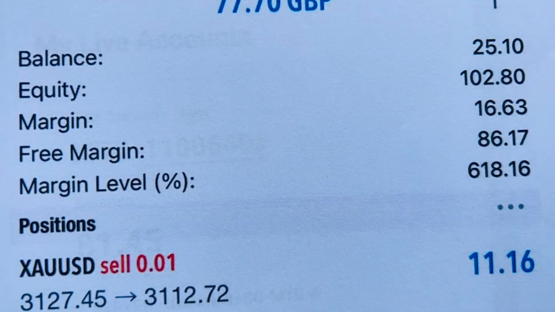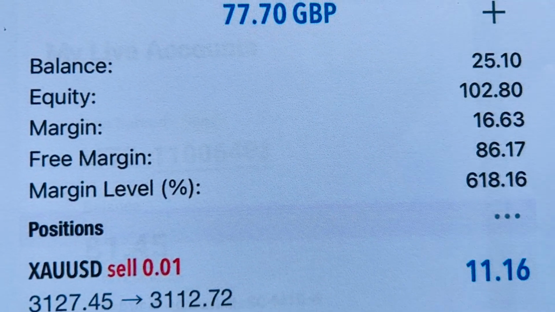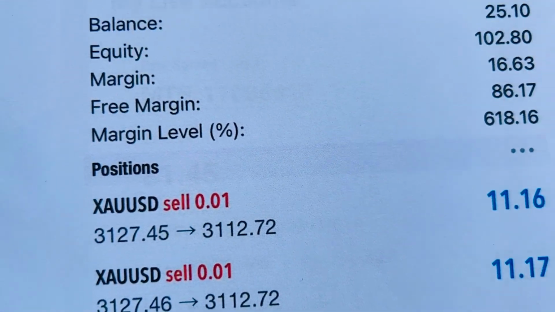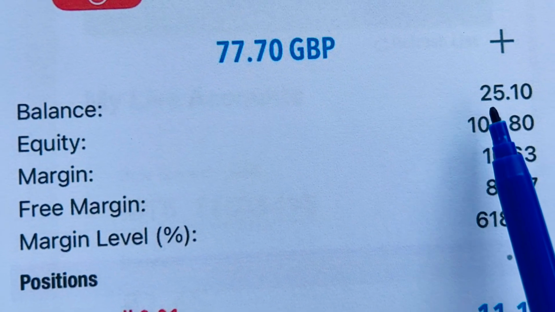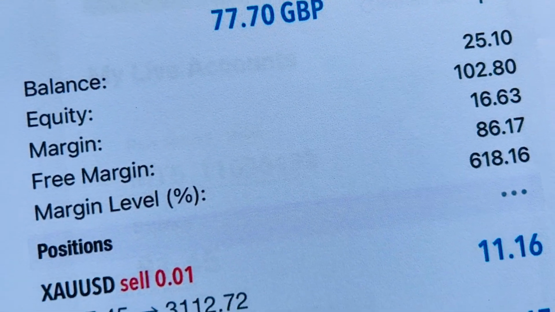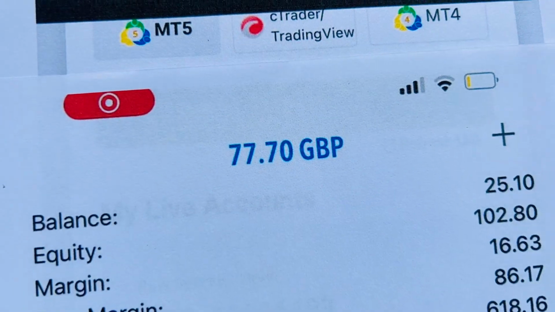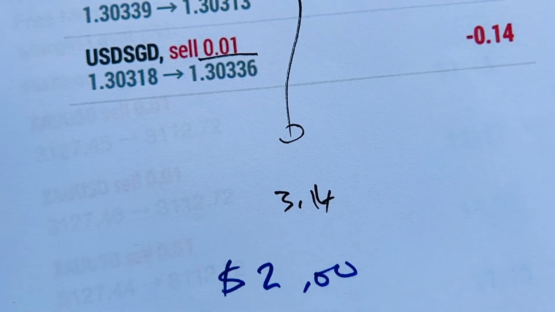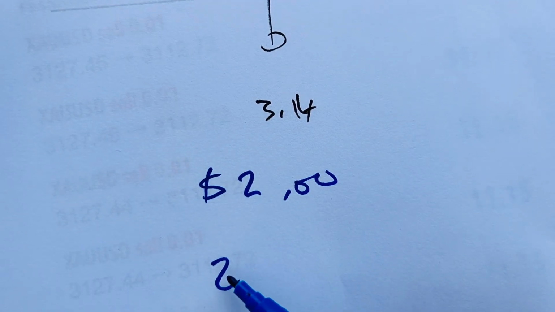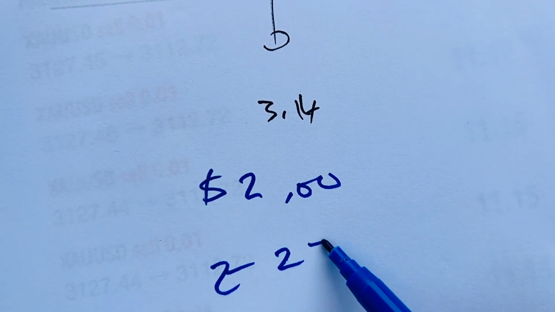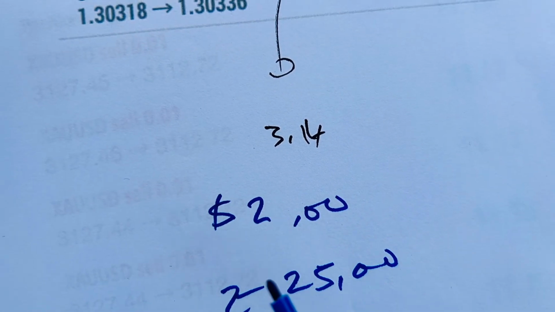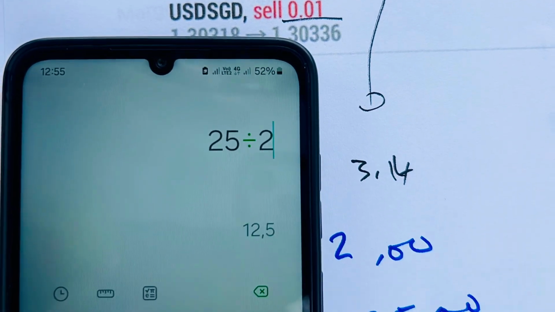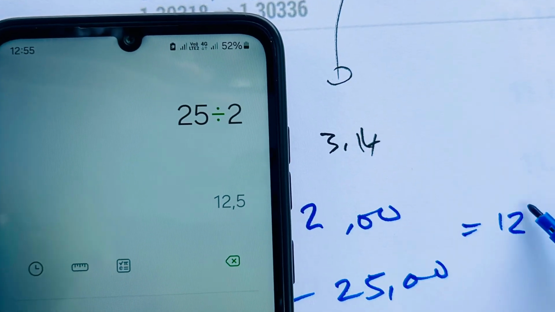But maybe you might say, Bozza, this is much confusing to me. Give me the easy way. Then I'll give you the easy way. It's simple. The first thing that you do is make sure that you have more money here. Let's just use this example: we are risking $2 per trade. We have 25 pounds, which means I have how many chances in this 25? We say 25 divided by 2, which equals 12 chances.